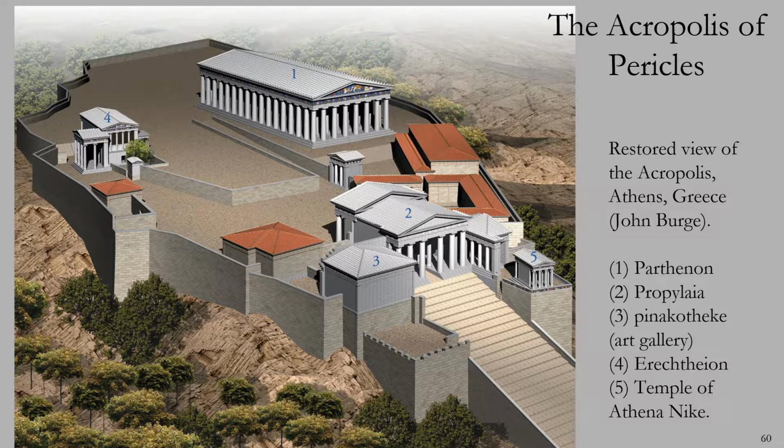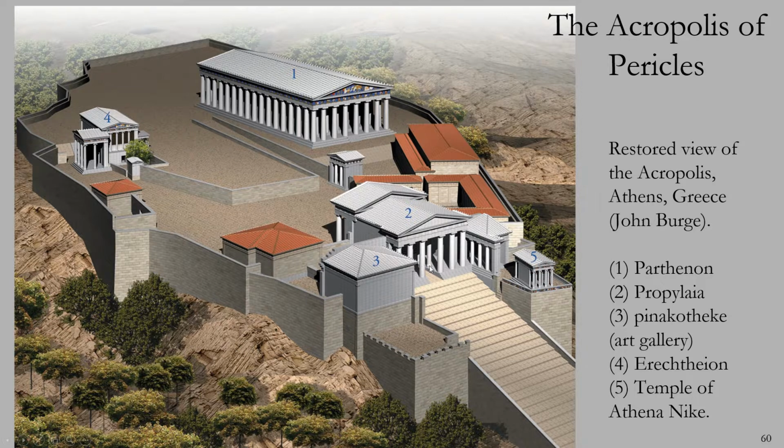So this becomes very important, and we'll see how that plays out also here. There are several major buildings we're going to be looking at on the Acropolis. There is the Parthenon, which we see here. There is this gateway, the Propylaea. We're going to be looking at a building called the Erechtheion, and then we're going to be looking at the Temple of the Athena Nike.